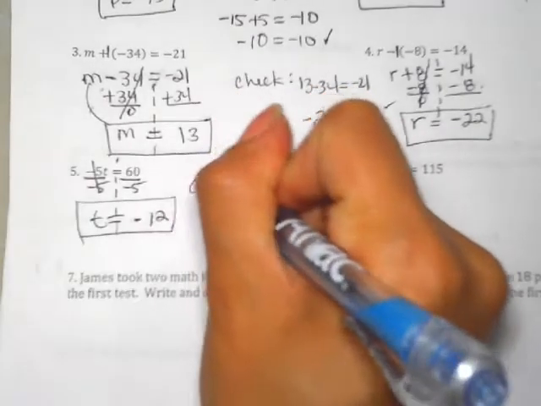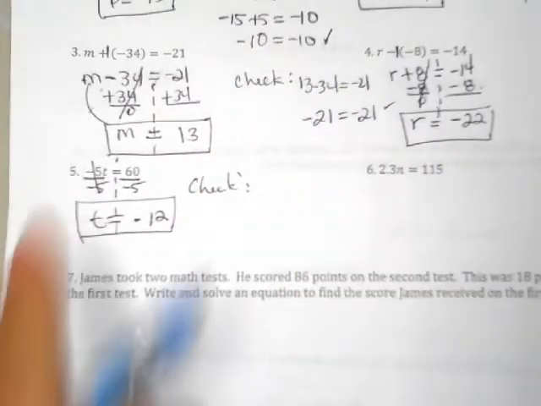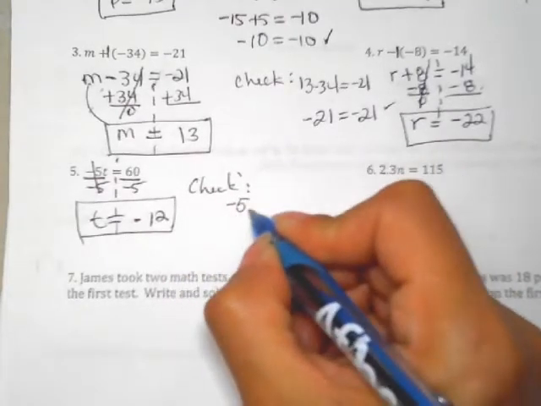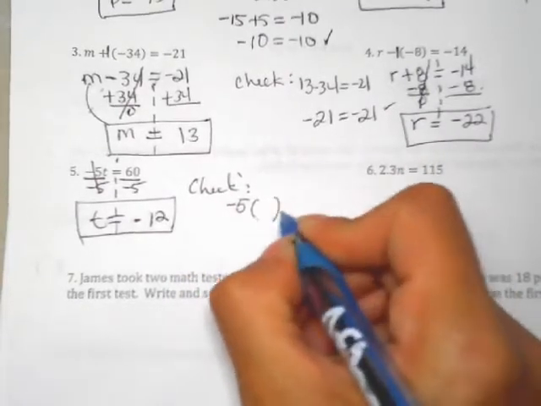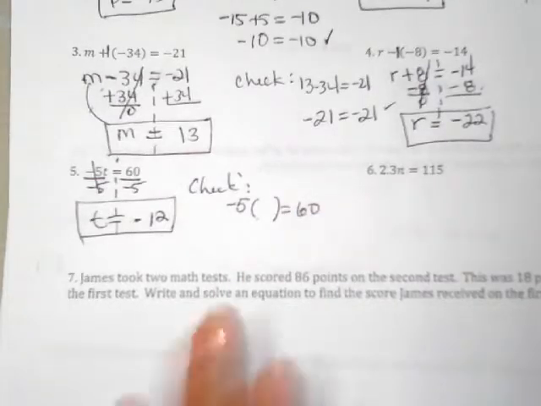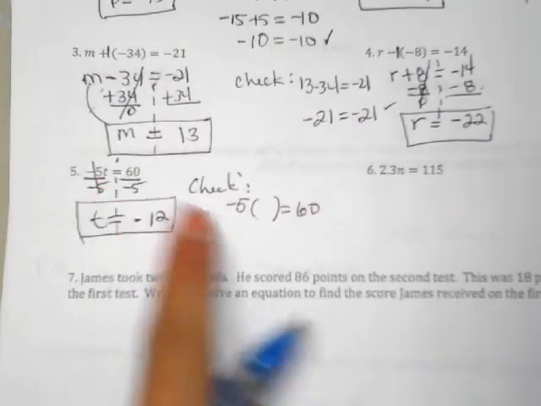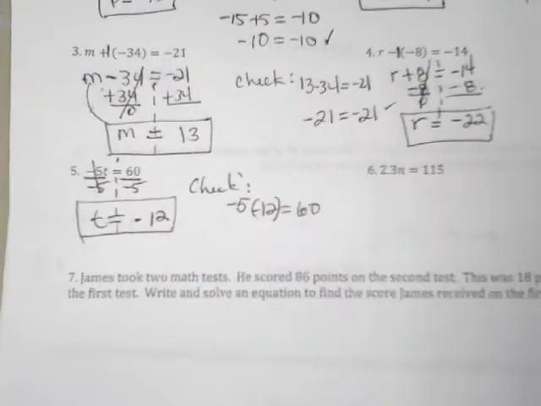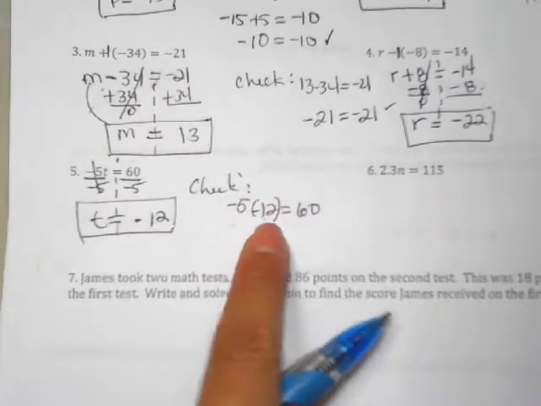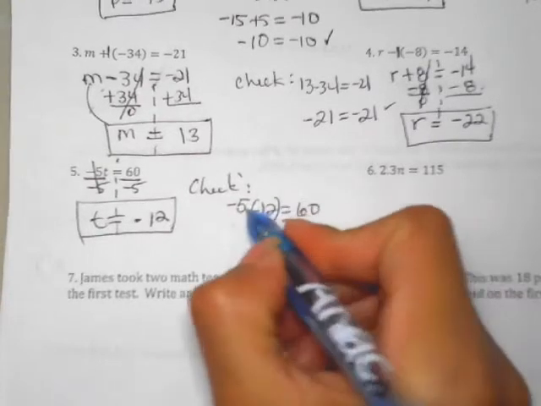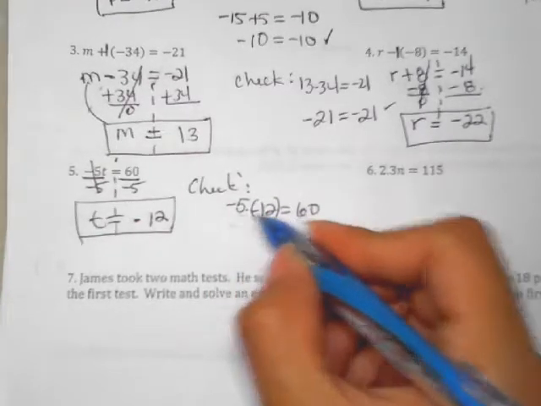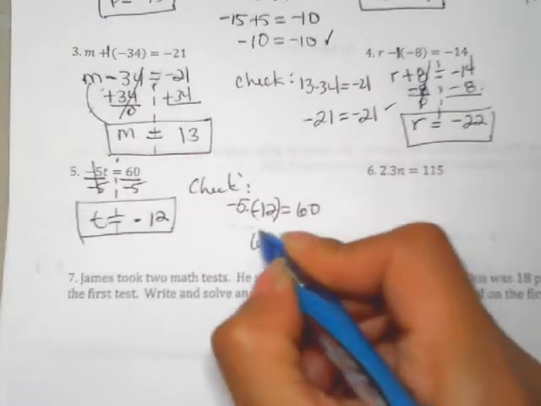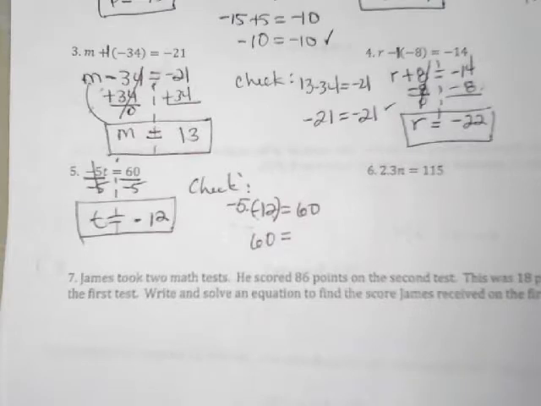Check your answer. Start at the original equation, negative 5, and since it's multiplication, I like to use parentheses, equals 60. That was our original equation, but we had a t. So we're going to substitute our answer for t, negative 12. Then we multiply, right, because there's nothing between them, so they're touching, so it's multiplication. Negative 5 times negative 12, if the signs are the same, then the outcome is always positive.